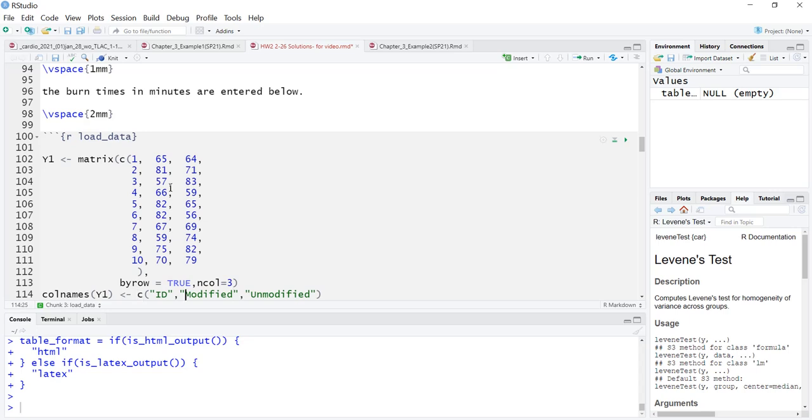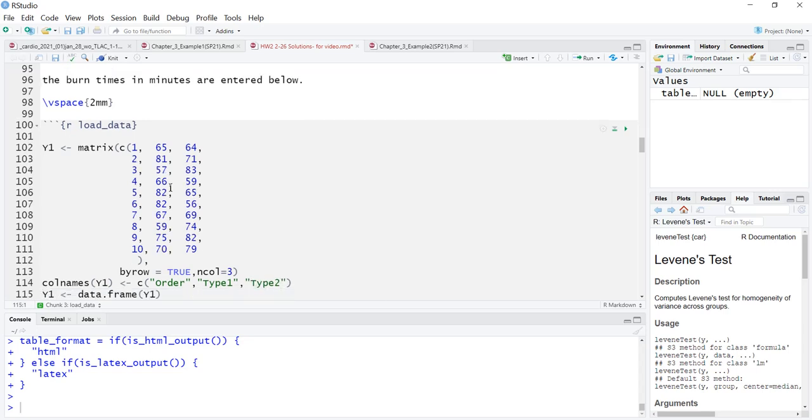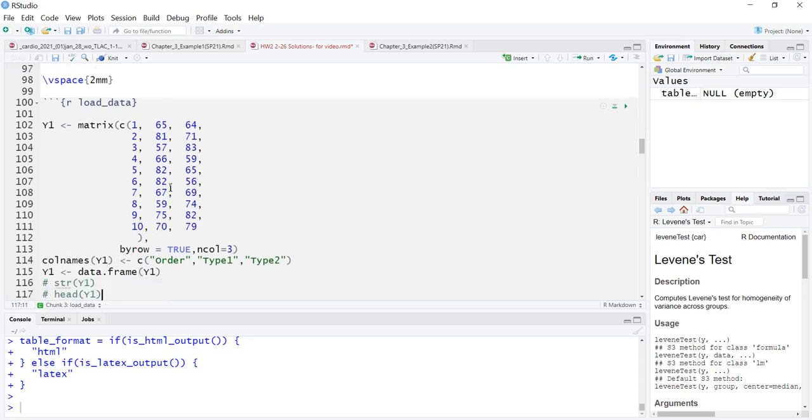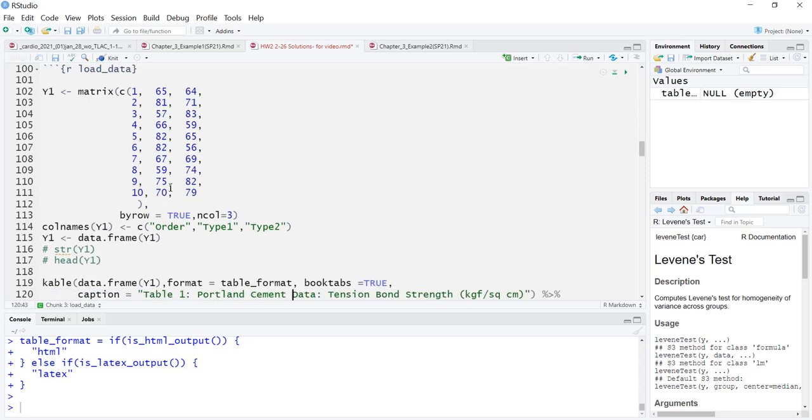So I need to change my column names. I'm going to leave it as ID or order. I think, did I call it order? Yeah. And then I'm going to call this type 1, no space. You don't want spaces in your variable names, or else you have to go through quite some gymnastics code-wise to reference them. So we don't want to do that.